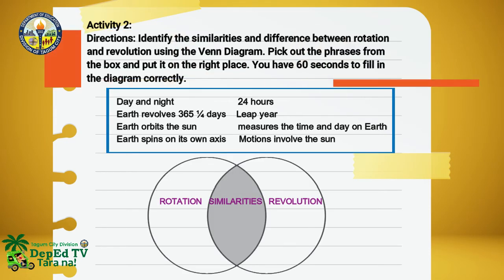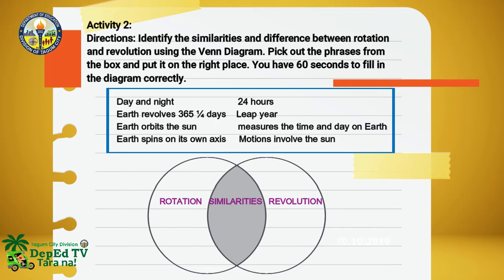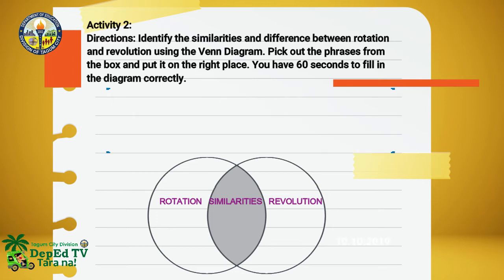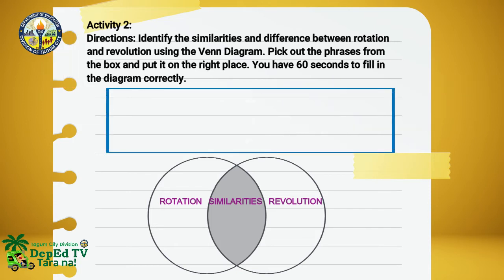Activity 2. Directions. Identify the similarities and differences between rotation and revolution using the Venn diagram. Pick out the phrases from the box and put it on the right place. You have 60 seconds to fill in the diagram correctly.